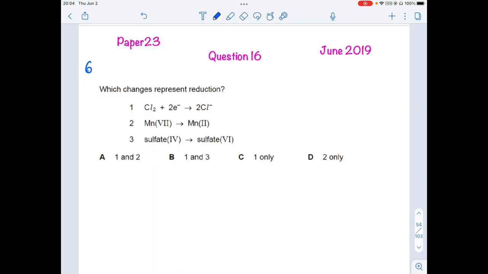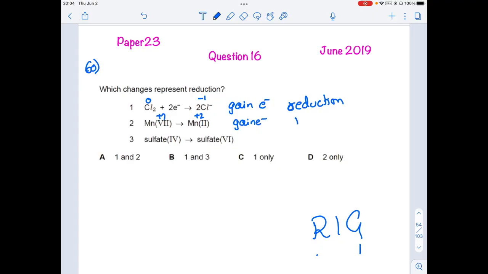Coming to the next question, question number 60. Which changes represent reduction? Here the chlorine oxidation state is 0. It became -1. 0 to -1 is gain of electrons. We know that gain of electrons is reduction, as in OIL RIG: reduction is gain of electrons. Now Mn7 to Mn2, manganese +7 became +2. This is also gain of electrons, which is again reduction. So option 1 is correct.